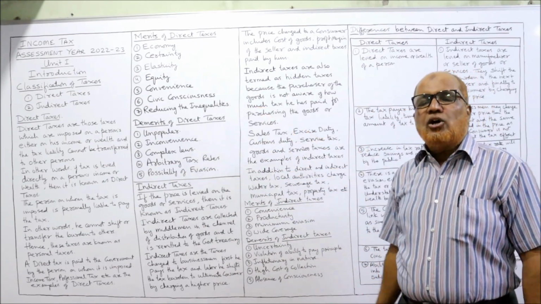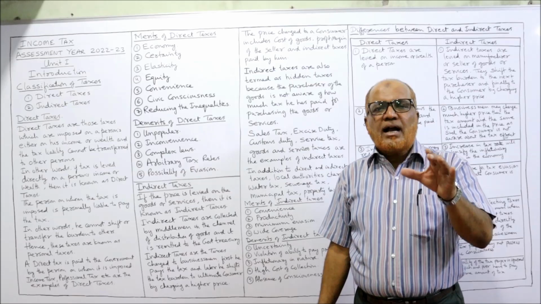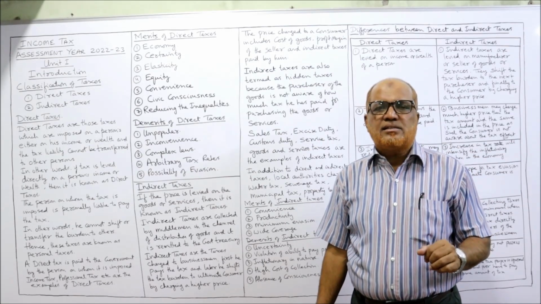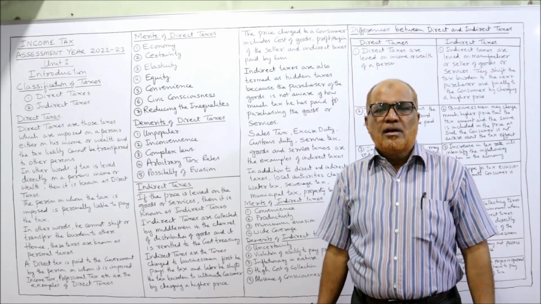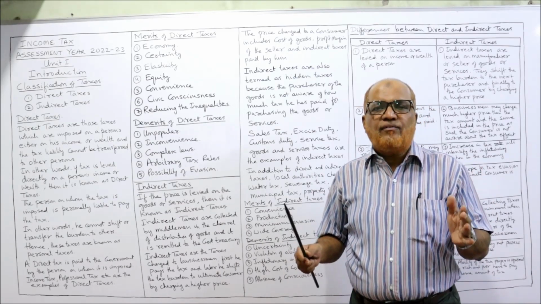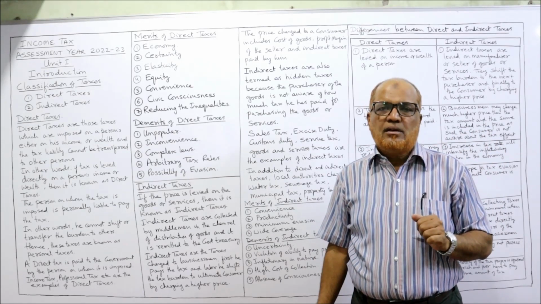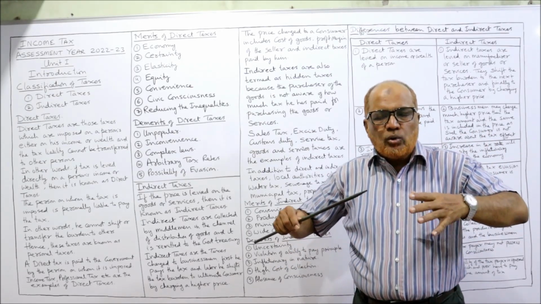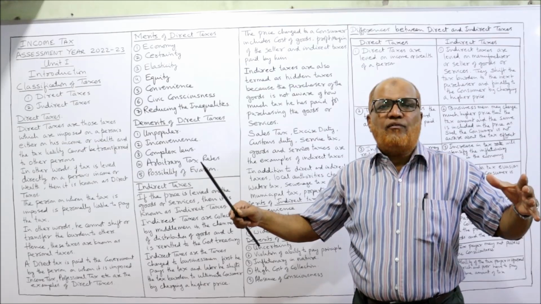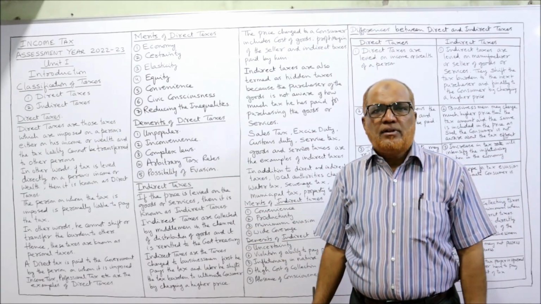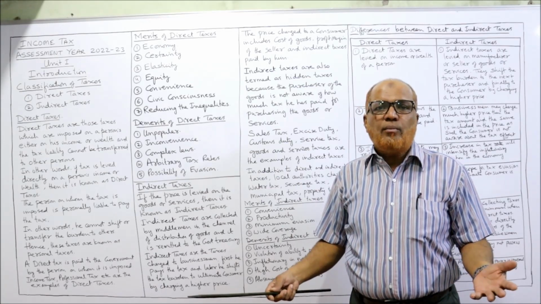The first is economy. That means the collection charges of the tax are less compared to indirect taxes. Less staff is required for collecting direct taxes. The government does not need to keep a huge army of officials to collect the tax. Only a few officials are enough. That means it's more economical.